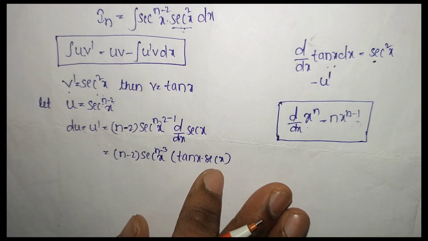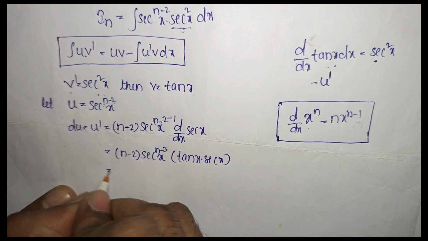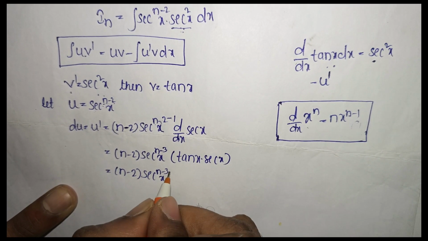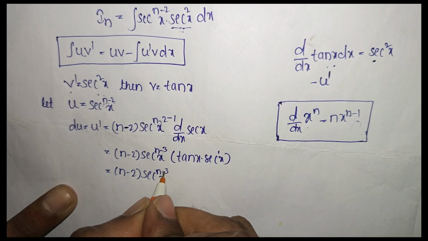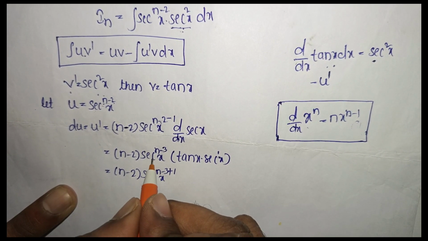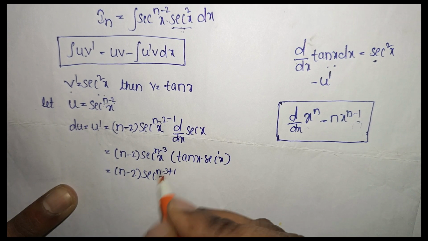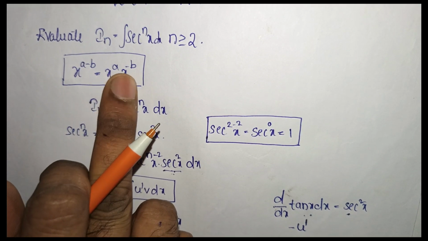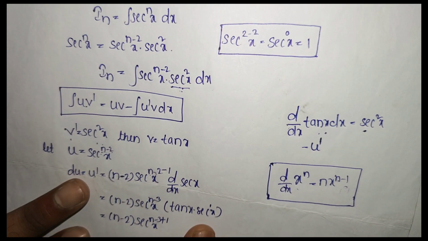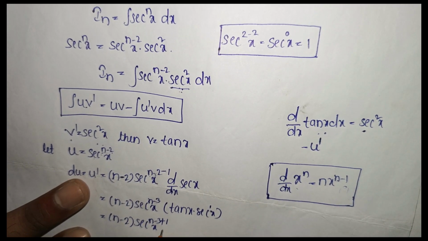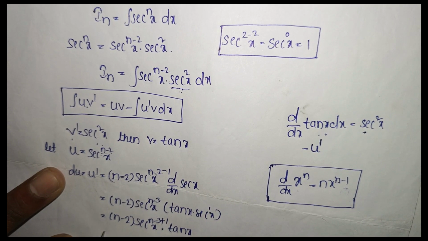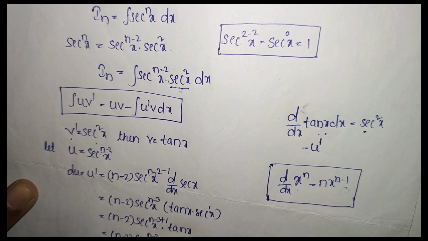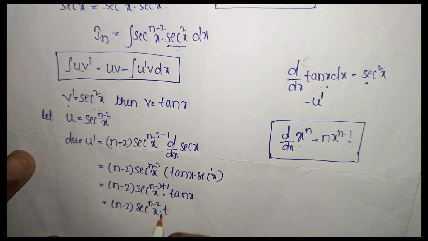Now solving further, we get n minus 2 into secant to the power of n minus 3 x. The power of secant here is 1, so minus 3 plus 1. Multiplying means we are adding the powers, as I told you in the beginning: x^a into x^(-b) is x^(a-b). In the same way, secant n minus 3 into secant x is secant n minus 3 plus 1 x tan x. This equals n minus 2 secant to the power of n minus 2 x tan x.